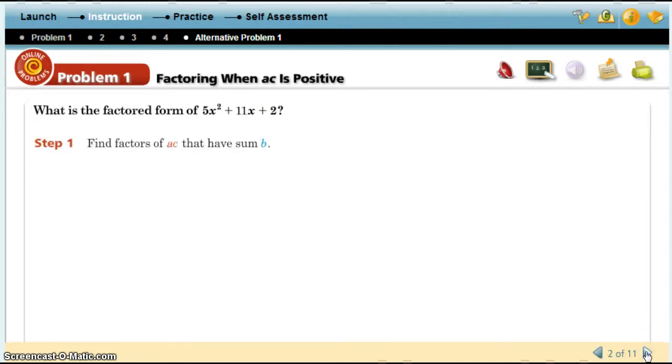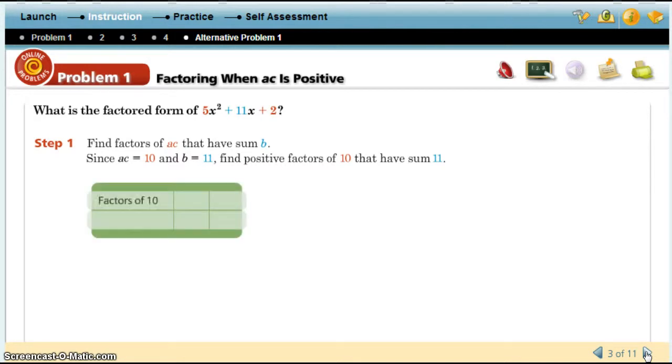Step 1. Find factors of a times c that have sum b. Since a times c equals 10 and b equals 11, find positive factors of 10 that have sum 11. The pairs of factors of 10 are 1 and 10 and 2 and 5. The sum of 1 and 10 is 11. And the sum of 2 and 5 is 7. Since the sum of 1 and 10 is 11, use that pair of factors.